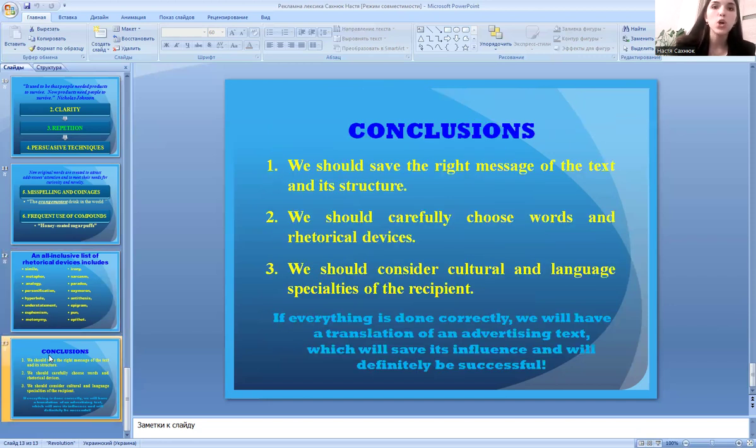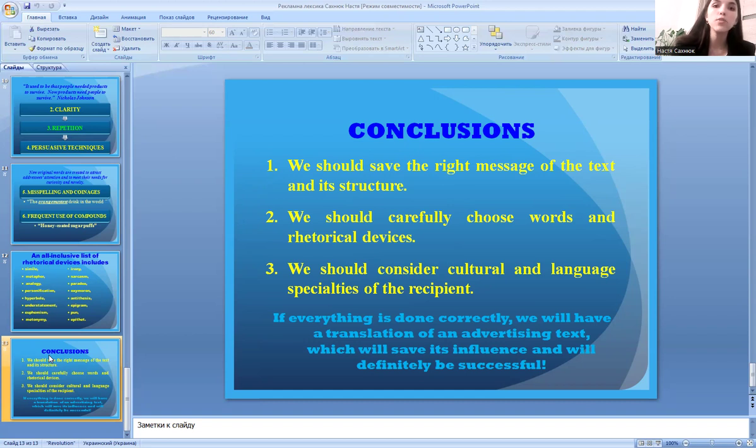To sum up, it's obvious that the right translation of the advertising text is crucial. If the translation is wrong, then the reception won't get the message of the advertisement. That's why we should consider a lot of factors when translating an advertising text. We can describe the process of translation of the advertising text briefly by singling out a few important factors. First of all, we should save the right message of the text and its structure when translating an advertising text.